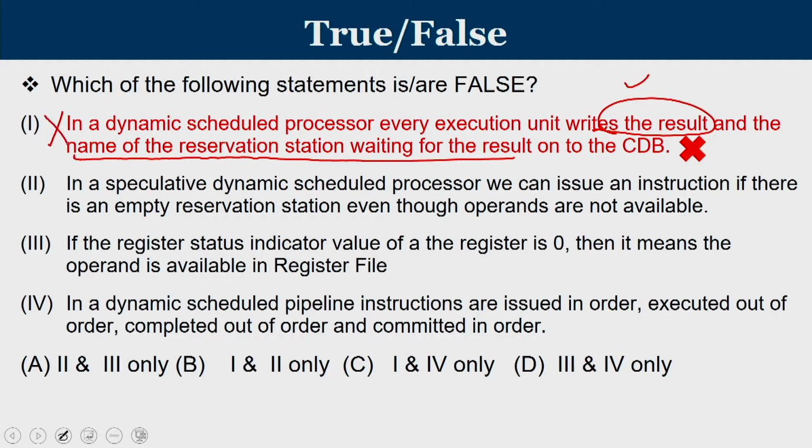Looking at the second statement, in a speculative dynamically scheduled processor, we can issue an instruction if there is an empty reservation station even though operands are not available. The moment the term speculative comes, a speculative dynamically scheduled processor means it is a processor which works with the help of a reorder buffer. Since we are using it for speculation and out of order execution, the operands are produced, and as and when they are produced, the results of the operations are temporarily stored in a register called the reorder buffer.